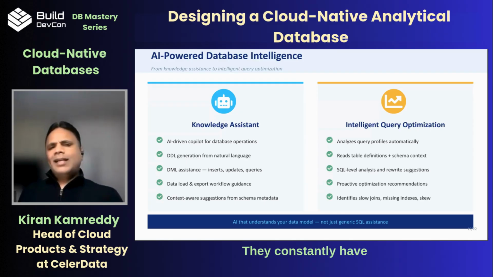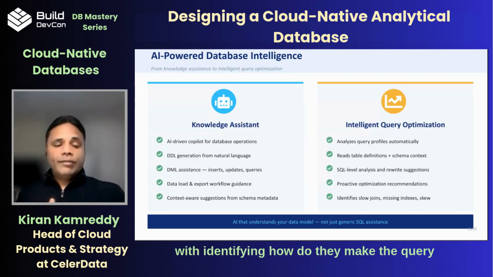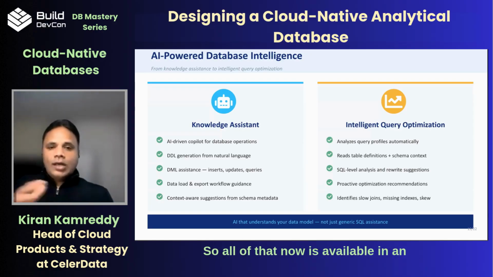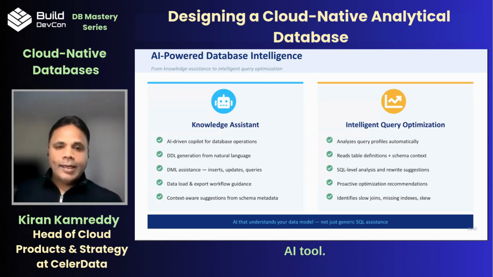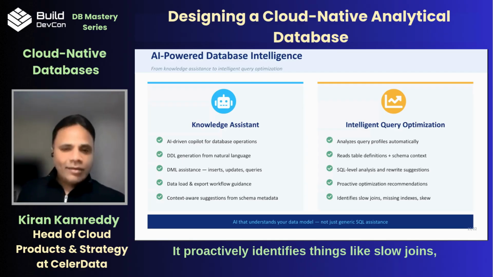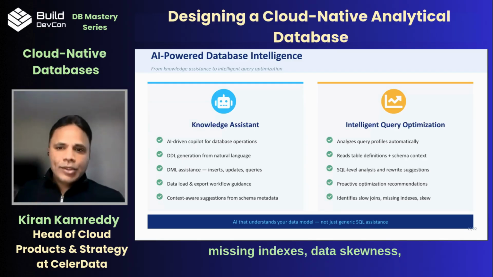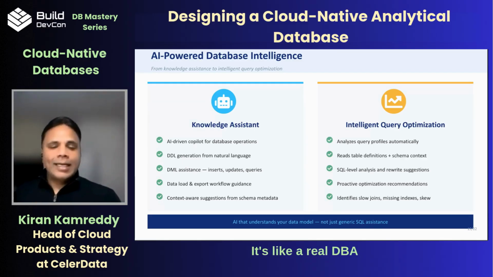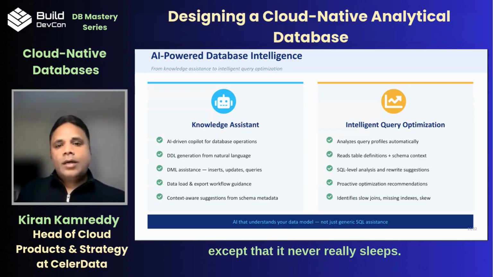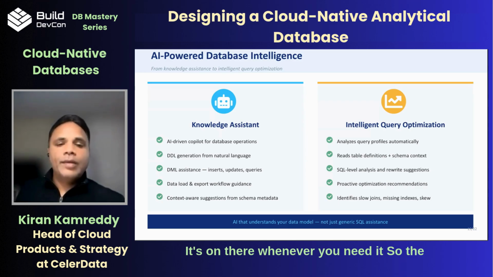They constantly have challenges with identifying how they make the query faster and how they adjust data modeling. So all of that is now available in an AI tool. We're calling it intelligent query optimization. It proactively identifies things like slow joins, missing indexes, and data skewness before you even ask. It's like a real DBA or a SQL expert looking over your shoulder, except that it never really sleeps. It's on there whenever you need it.